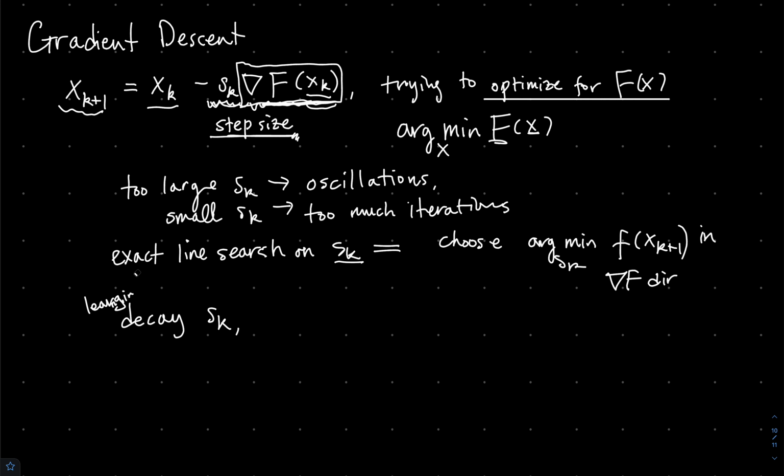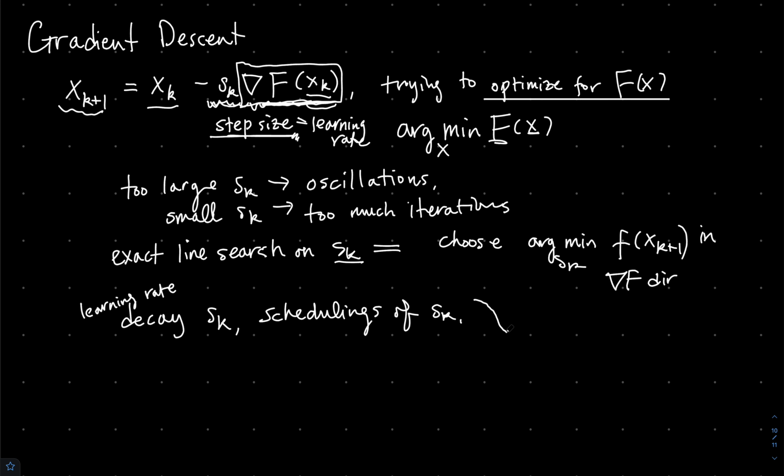You might be more familiar with learning rate, right? Step size is also called learning rate. So learning rate decay is a technique that is often used. And also, more recently, we have various schedulings of learning rate, right? It can be scheduled to vary following a cosine value and so forth. So there are various techniques of determining or trying to use a good step size.